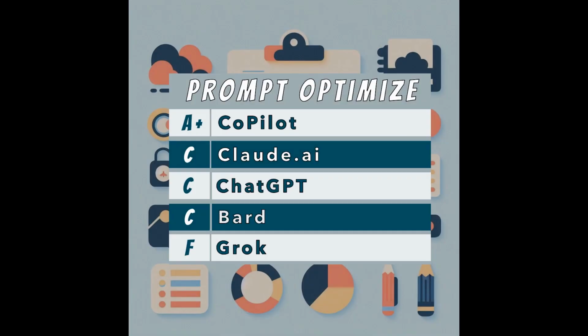So then the next step is I went through and I tried to optimize the prompt. Again, Copilot knocked it out of the park. Claude, ChatGPT, and Bard, they really just kind of moved some stuff around, maybe cut the words down to get it to the 77 tokens. And Grok completely fell on its face and just spit the words literally right back at me. So again, an F.